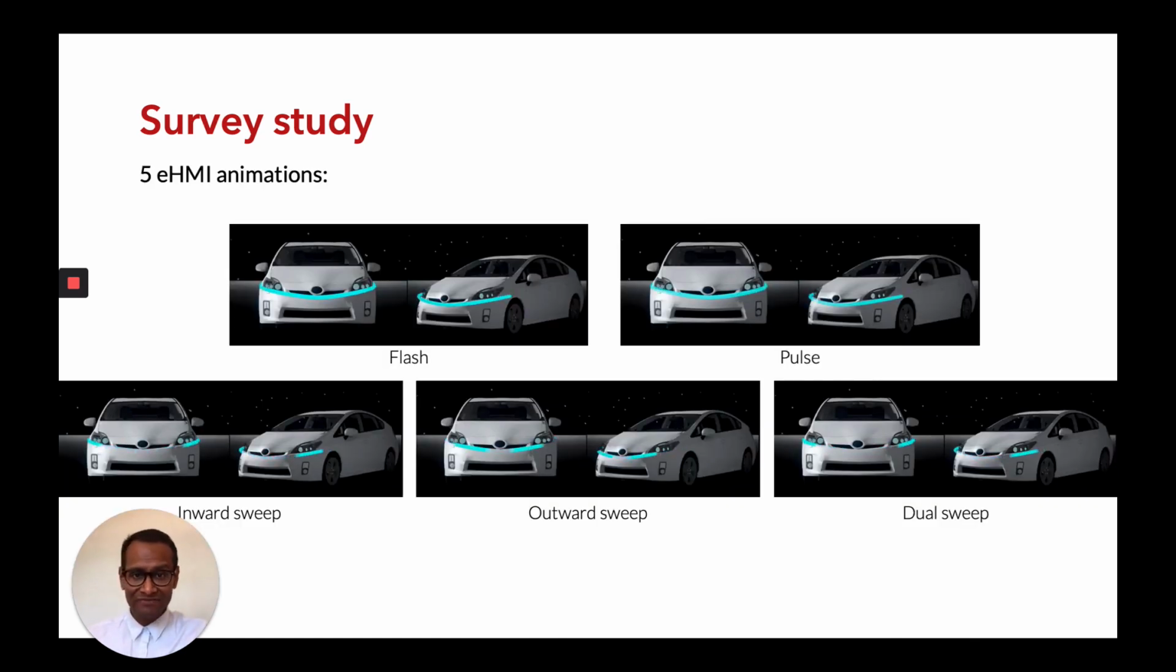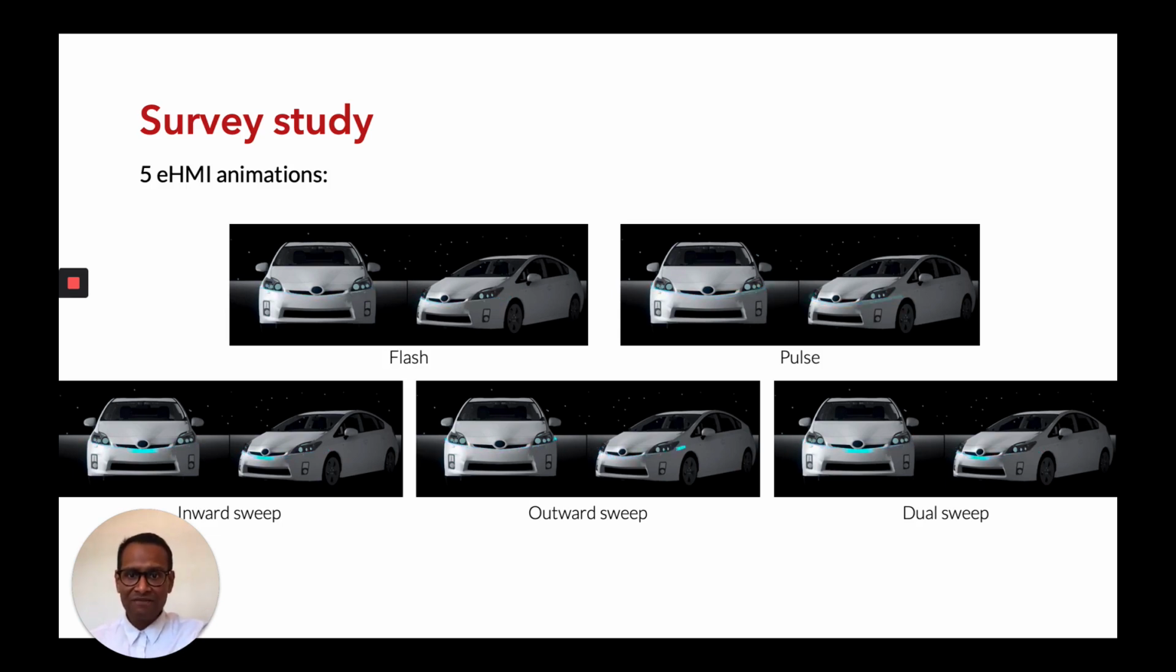Finally, we had 5 different animation patterns. 2 of them were uniform patterns, by which I mean the entirety of the light band lit up together, which you see on the top row. We contrasted these uniform patterns with 3 sweeping patterns, which are shown in the bottom row.